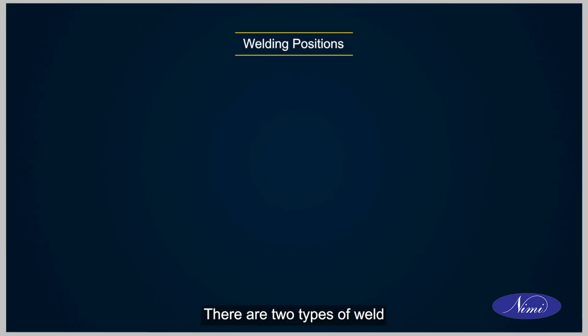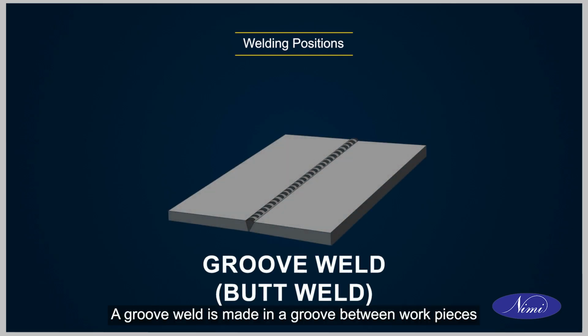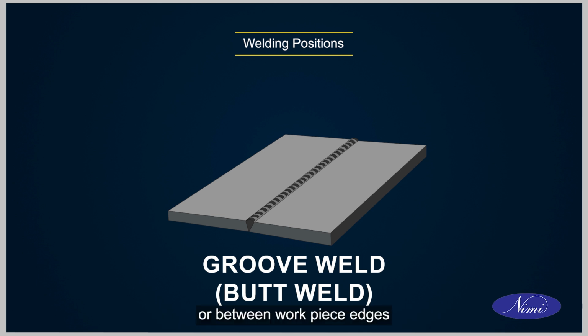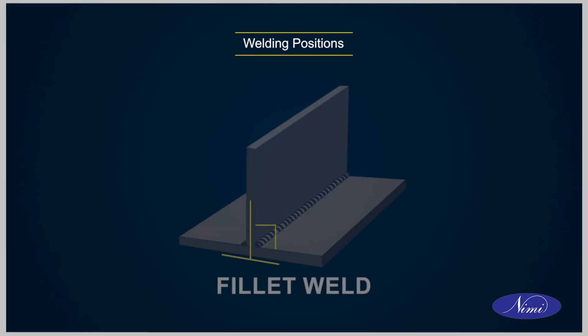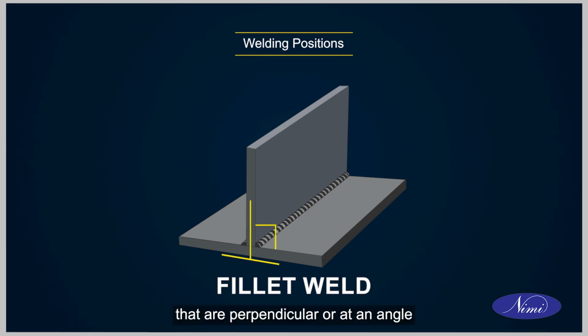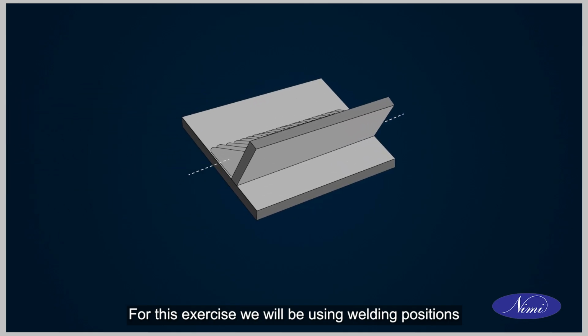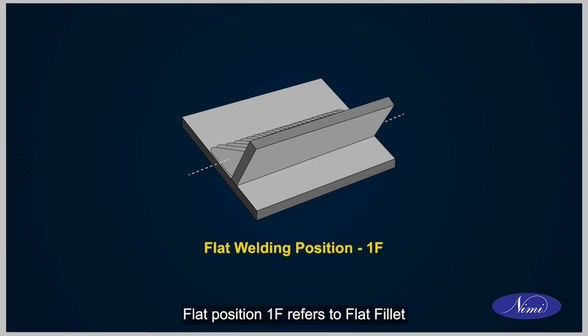There are two types of weld: groove, butt weld, G. A groove weld is made in a groove between workpieces or between workpiece edges. Fillet weld, F. A fillet weld joins together two pieces of metal that are perpendicular or at an angle. For this exercise, we will be using welding positions for the fillet weld type. Flat position 1F refers to flat fillet.